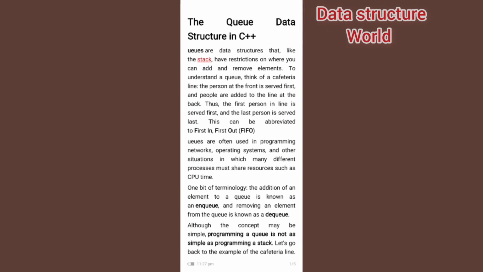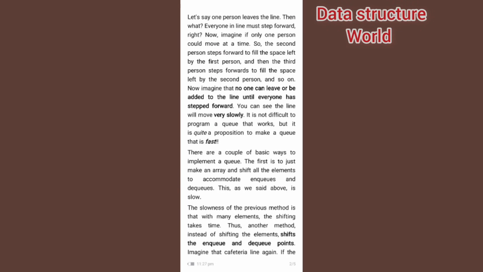So let's go back to the example of the cafeteria line. Let's say one person leaves the line, then what? Everyone in line must step forward, right? Now imagine if only one person could move at a time, so the second person steps forward to fill the space left by the first person, and then the third person steps forward to fill the space left by the second person, and so on. Now imagine that no one can leave or be added to the line until everyone has stepped forward. So you can see the line will move very slowly.